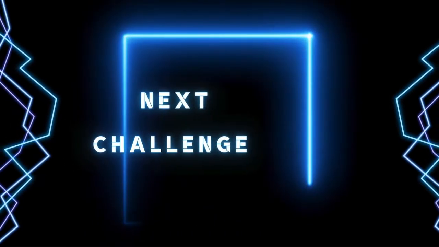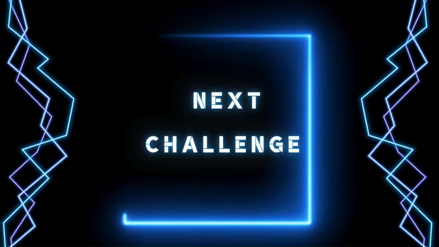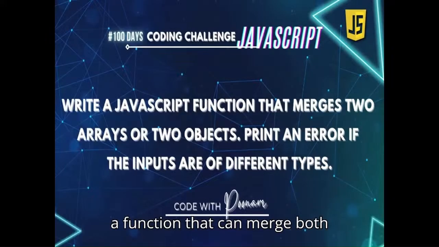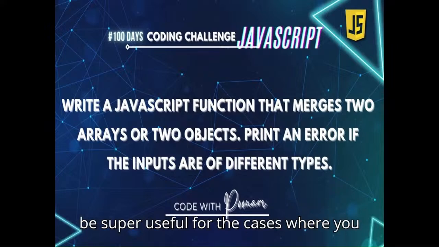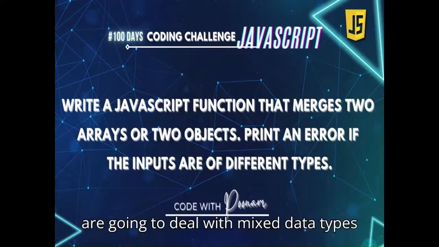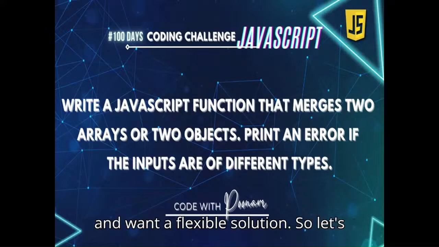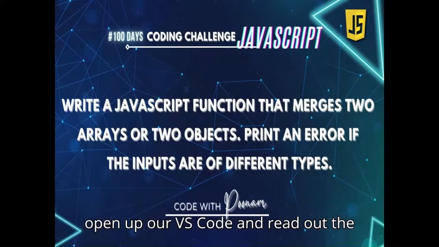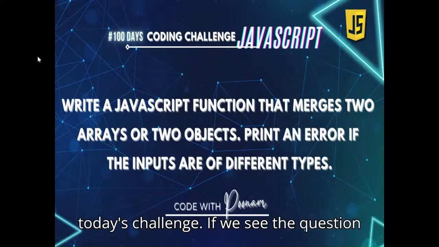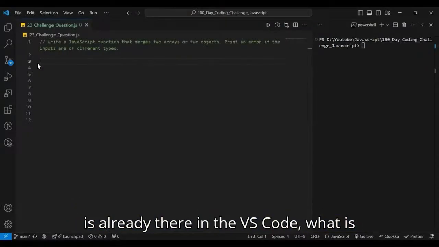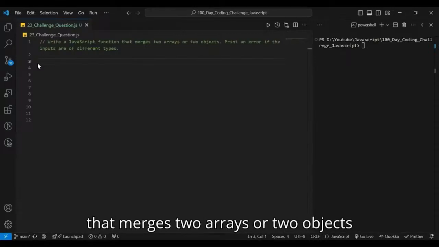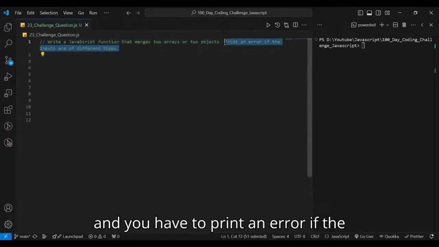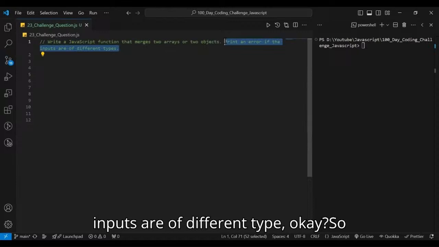Let's move to our next challenge, and this challenge is to create a function that can merge both arrays and objects, okay? And this will be super useful for the cases where you are going to deal with mixed data types and want a flexible solution. So let's open up our VS Code and read out today's challenge. If we see, the question is already there in VS Code. What is the question? Write a JavaScript function that merges two arrays or two objects, and you have to print an error if the inputs are of different type.